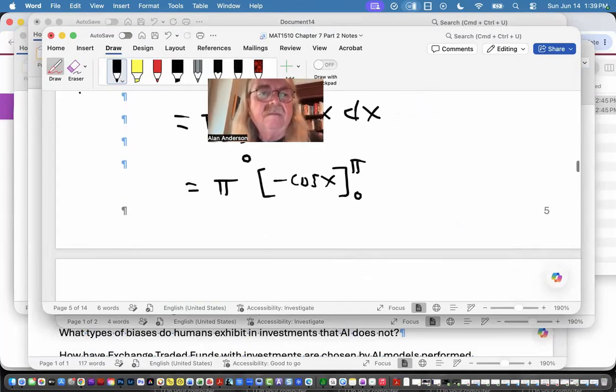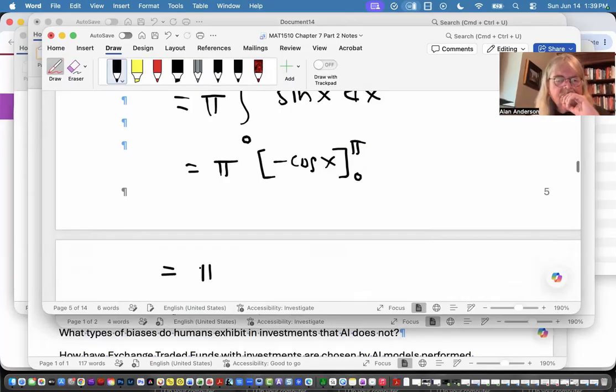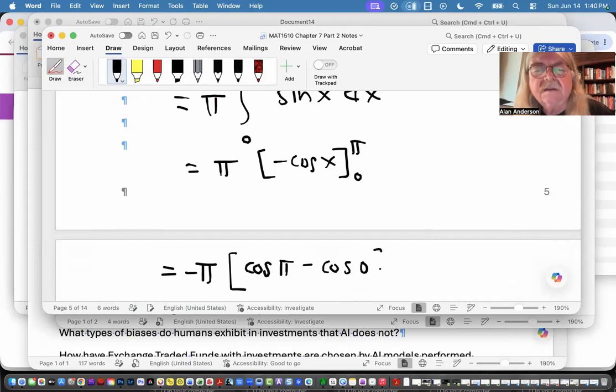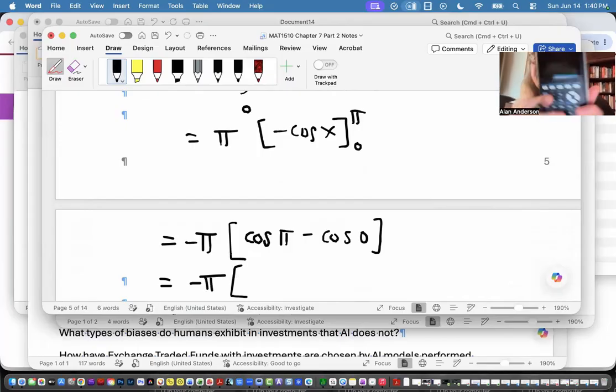All right. So now we can evaluate it. Actually, I'm going to move the negative out here. So cosine pi minus cosine 0 rather. Now, if you don't happen to have cosine pi memorized, you can go to your calculator, but keep in mind, I have the TI-84. If you're going to take the cosine of pi, make sure you're in radians mode.